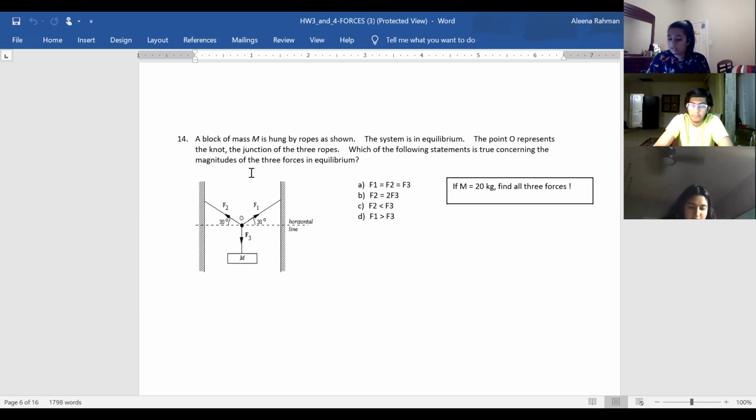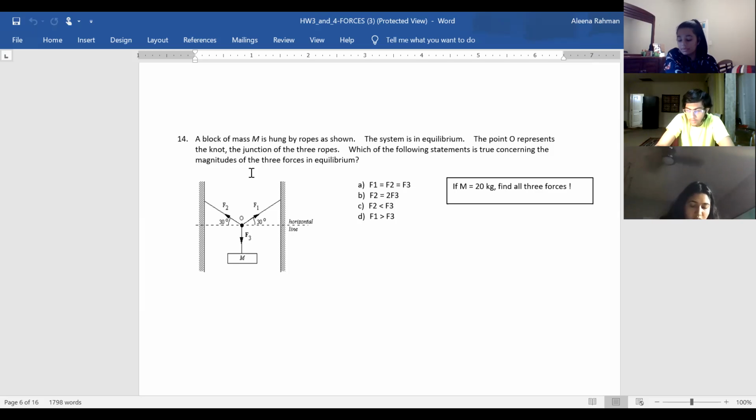Yeah. Okay, so first, the first thing I looked at was F1 and F2. They both have the same angle, so we know that the horizontal components are equal. That means F1 cos 30 is equal to F2 cos 30, so F1 equals F2. So we know that.